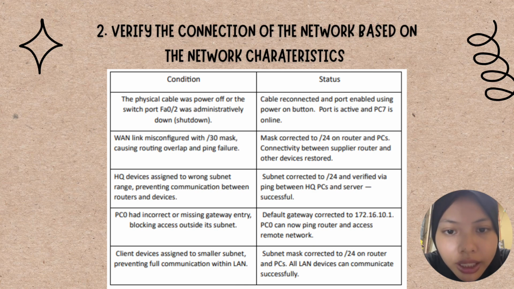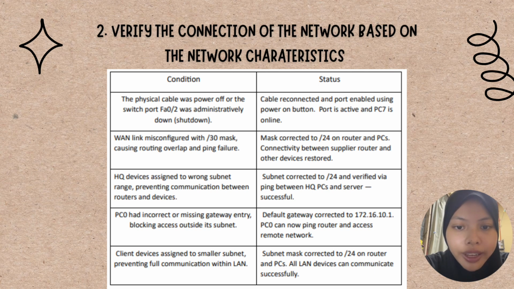Next, these are the problems that I have troubleshot and the status. The condition is that the physical cable was powered off or the switch port FA0/2 was administratively shut down. So the status is that the cable was reconnected and the port enabled using the power on button. The port is active and PC7 is online. Secondly, one link was misconfigured with a /30 mask, causing routing overlap and ping failure. So the status is that the mask was corrected to /24 on the router and PC. Connectivity between the supplier router and other devices is restored.